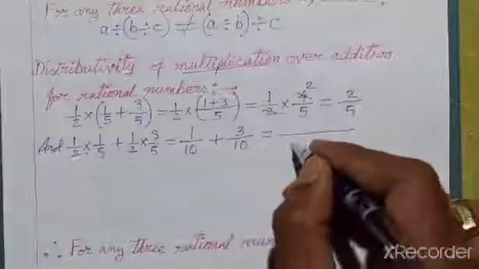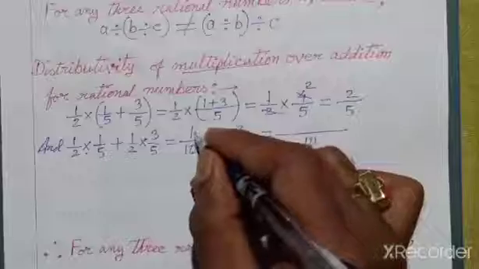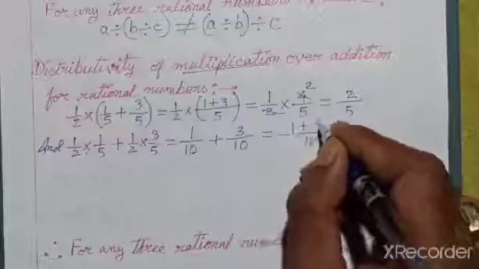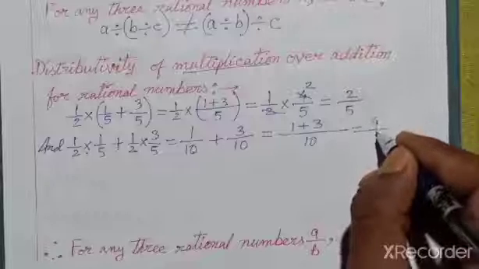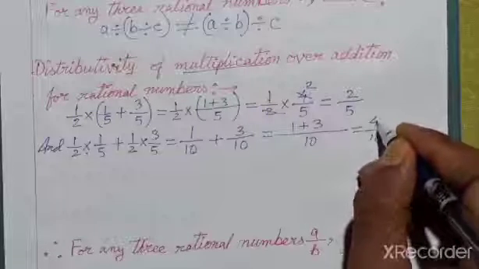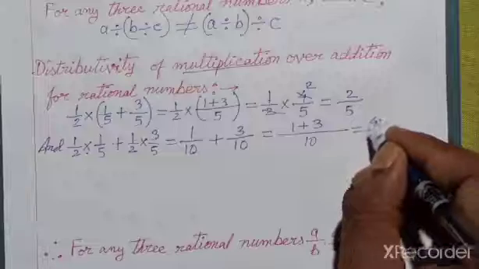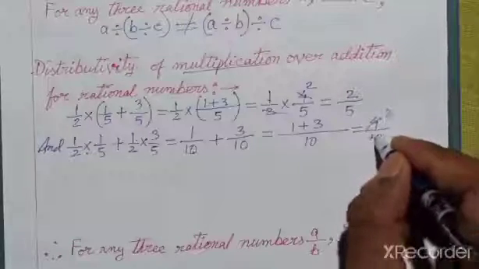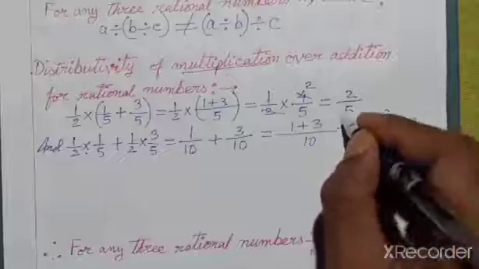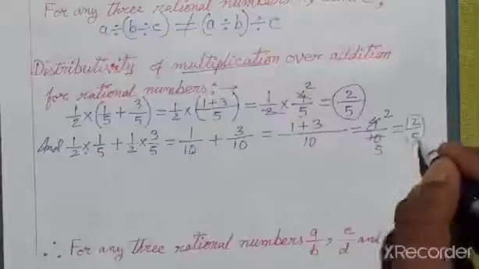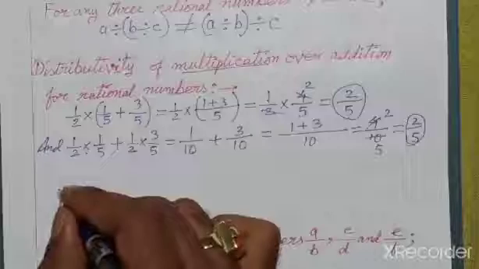10 and 10, LCM is 10, then 1 plus 3, we are getting 4 by 10. 4 and 10 we can divide by 2. 2 times 2 is 4, 2 times 5 is 10. 2 by 5 is what we get. We see that this is 2 by 5, this is also 2 by 5. These two answers are equal.